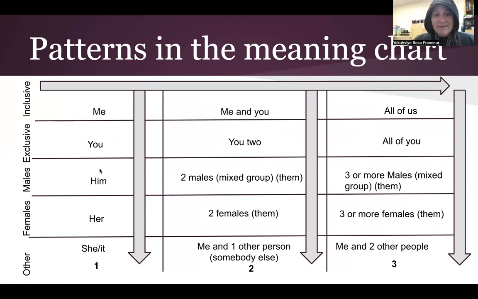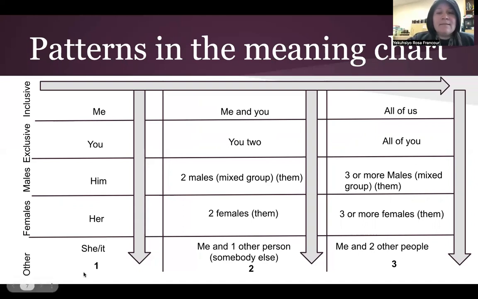Third row is males, him, 2 males, 3 or more males. The fourth row is females, her, 2 females, or 3 or more females. Always remember, whenever we're talking about females, strictly females. Only with males, 2 or more, or 3 or more, it can be a mixed group, okay? You would still use that pronoun, but if it's always just females, it's only a feminine pronoun. So just remember that.